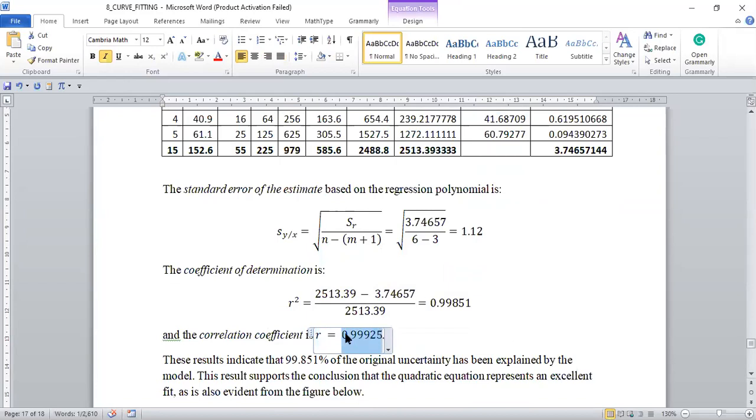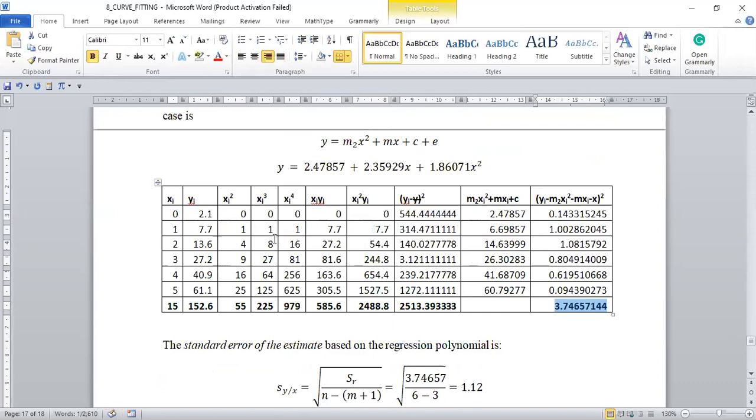So remember I told you that for a very good fit, the correlation coefficient should be very close to 1. So since this is very close to 1, we know that our line is a very, very good fit. And this should be close to 0. So it's kind of close to 0. So we know that this is a good line.